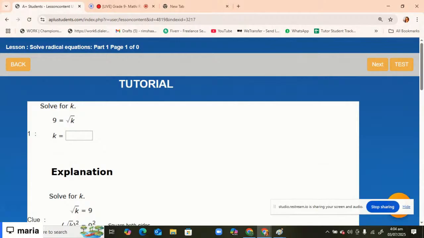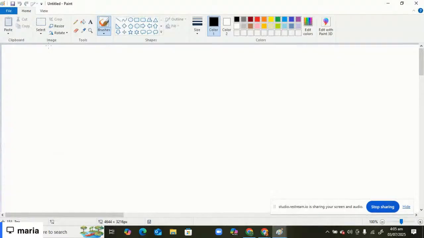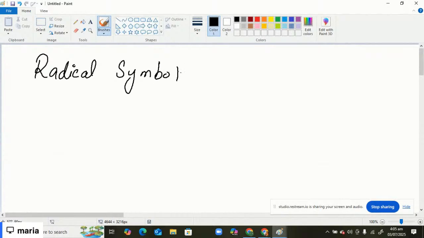So basically, a radical equation is an equation that has a radical symbol. What is the radical symbol? I'm going to write it down. The radical symbol, or you can say a square root symbol. For example, some radical expressions may be a square root, cube root, or any radical expression.